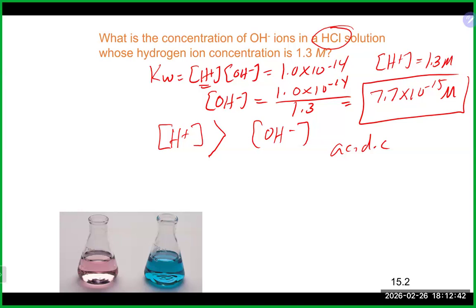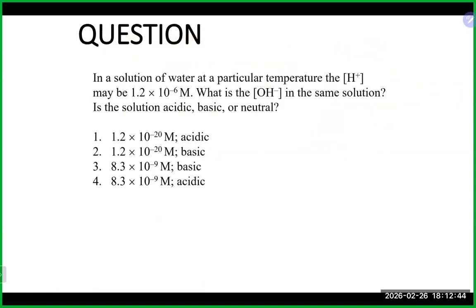All right. Let's try this one here. The H plus concentration is 1.2 times 10 to the minus 6. What is the OH minus concentration, and is it acidic, basic, or neutral? So take a couple minutes there, see what you get.